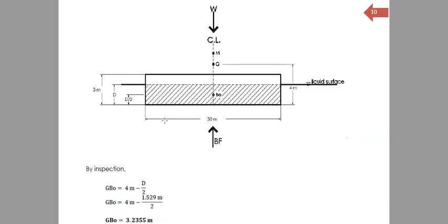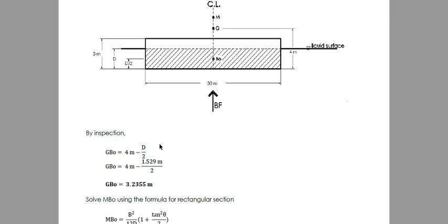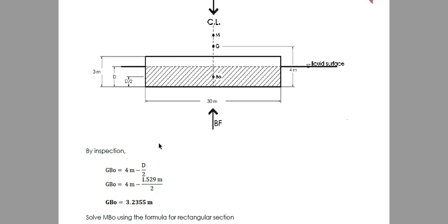meters. And then from there, we can now solve for the location of the center of buoyancy. Basically, the center of buoyancy is located D over 2 from the bottom, or D over 2 from the liquid surface. So we solve for GBO, usually by inspection. G is located 4 meters from the bottom of the barge. The barge probably has a lot of cargo, that's why the center of gravity is located quite high. So 4 meters minus D over 2, that is actually GBO. That is 3.2355 meters. So that is our GBO.